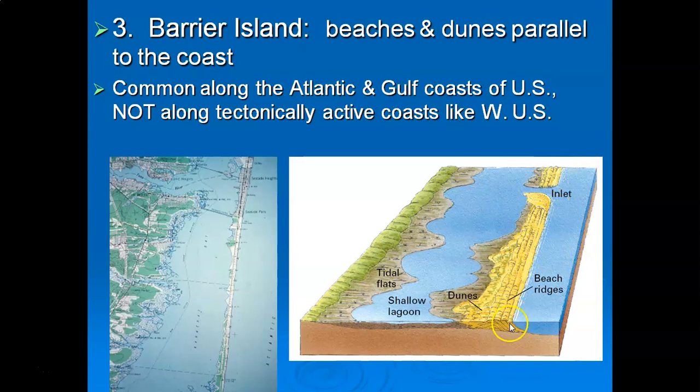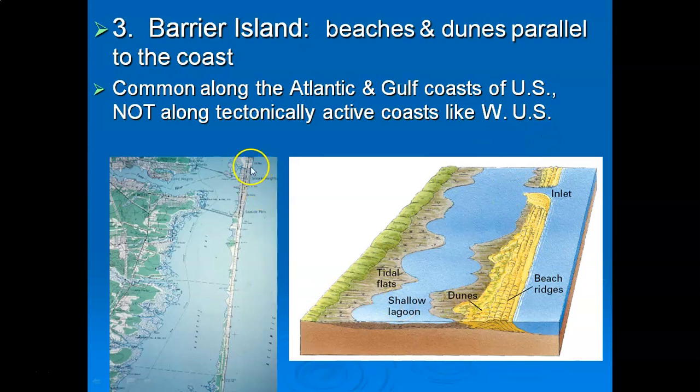Invariably, if you go to a beach, all those beach processes that I talked to you about in regards to littoral drift, it's really all going on along barrier islands. If you go swimming, invariably you're on a barrier island. But you're definitely not going to find a barrier island coast along tectonically active coasts. You need a stable continental shelf in order for these barrier islands to maintain themselves. So you will not find a barrier island along the tectonically active coast of the western US.